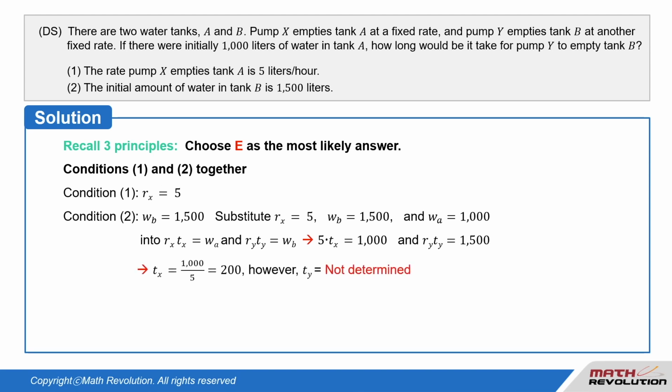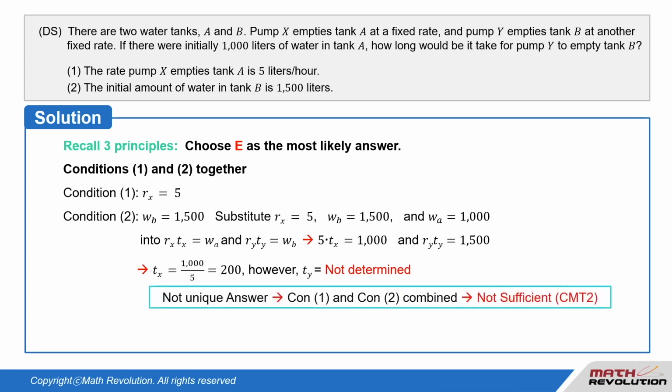However, although Tx equals 1000 over 5, which equals 200, we cannot determine the unique value of Ty, since we do not know the value of Ry. So, we cannot get a unique value, and the conditions are not sufficient to answer the question by the common mistake type 2, which means that the number of answers must be 1.